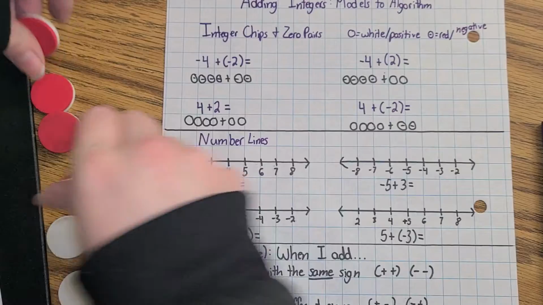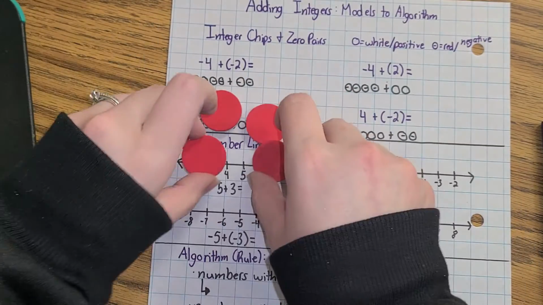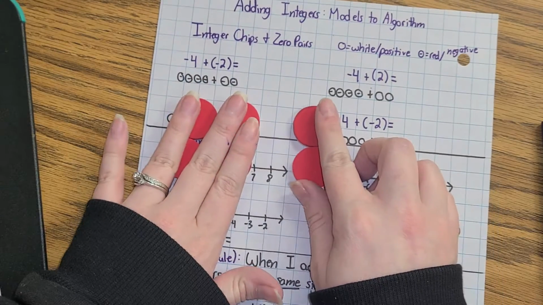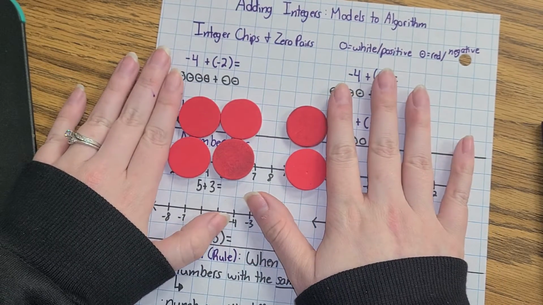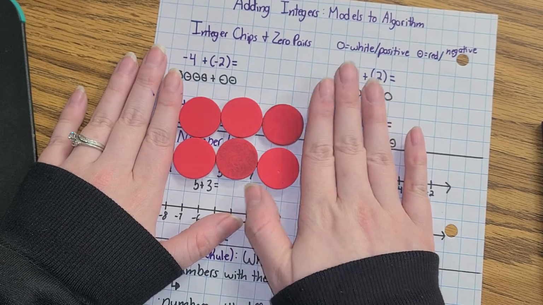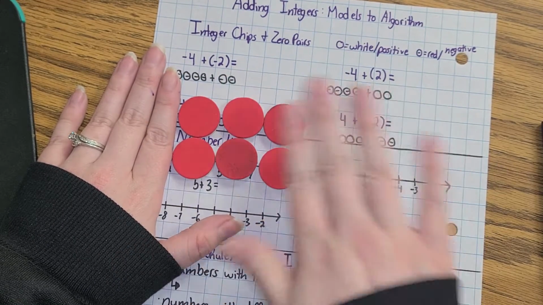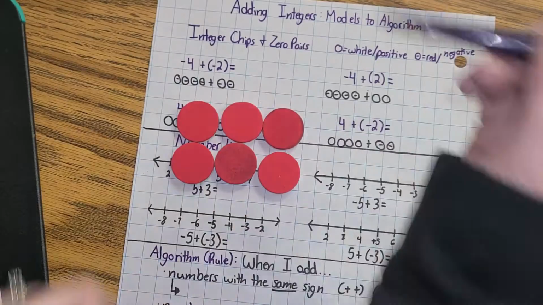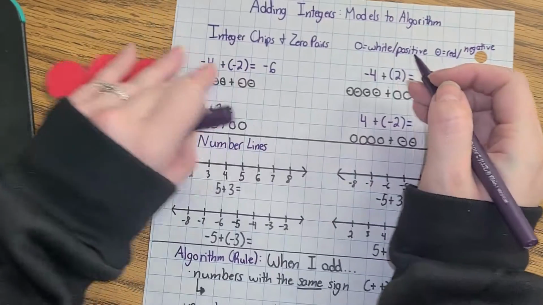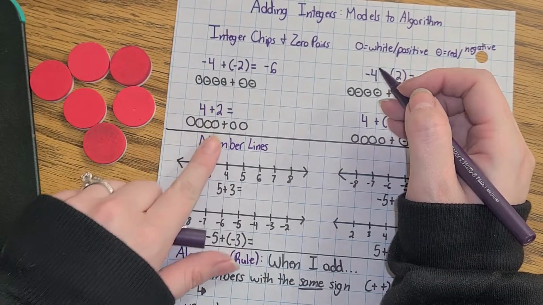-4 plus -2. So I have 4 negatives, and I'm going to combine them with 2 negatives. I can combine them because they're all like terms. They're all the same color. It's like having 4 apples plus 2 apples. I have 6. So my answer is, I have 6 red, so that's a -6. This is what it would look like if you drew it.